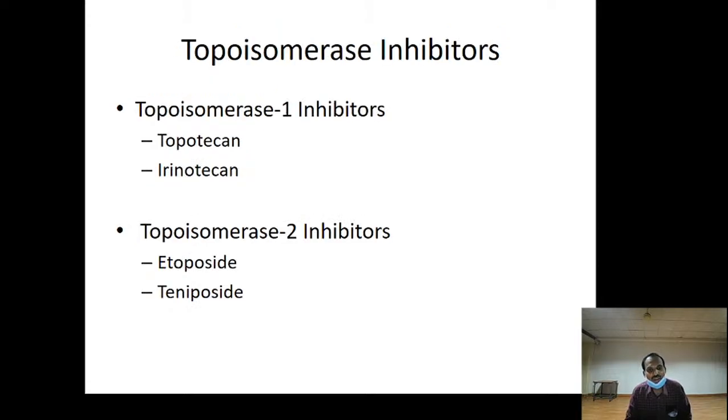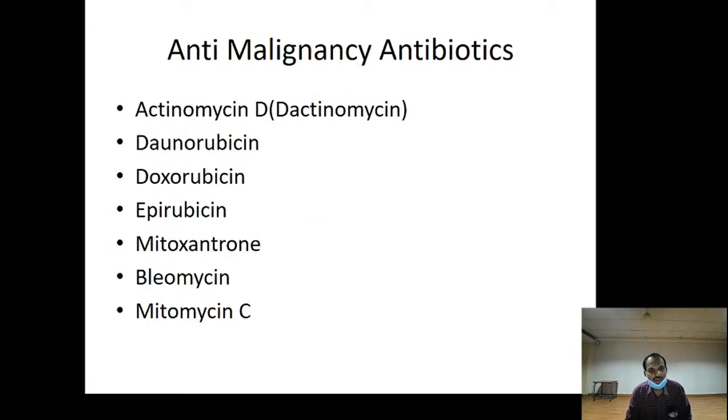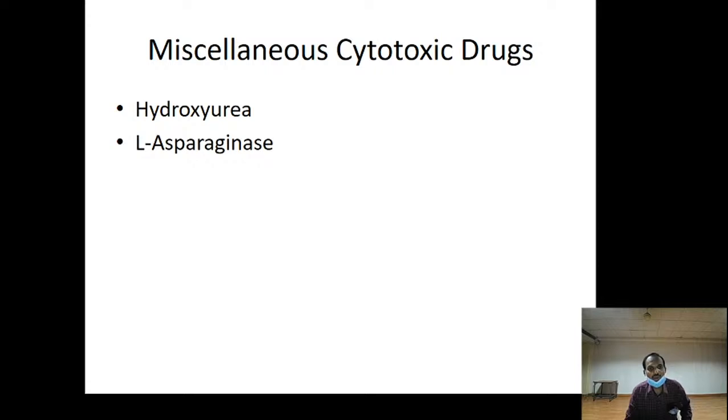Then topoisomerase inhibitors, these are also relatively cell cycle specific. If you recollect, in the morning I told you G2 phase specific, these ones. And then these are anti-malignancy antibiotics. They are not really very specific, but some people do put them in G1 phase, some people put in G1S and G2 also. So not really very non-specific, but to some extent you can put these anti-malignancy antibiotics between G1 and G2. And then hydroxyurea, S phase of the cell cycle.